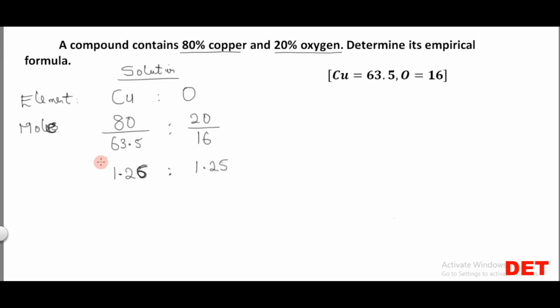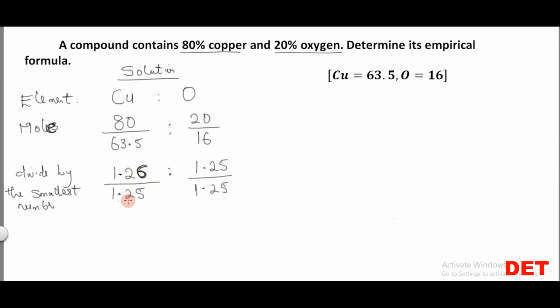All right, so the next thing that you would want to do is to divide by the smallest number. What is the smallest number between 1.26 and 1.25? The smallest number is 1.25. So I will divide by the smallest number. So this will be 1.26 divided by 1.25, and 1.25 divided by 1.25, because 1.25 is the smallest number.